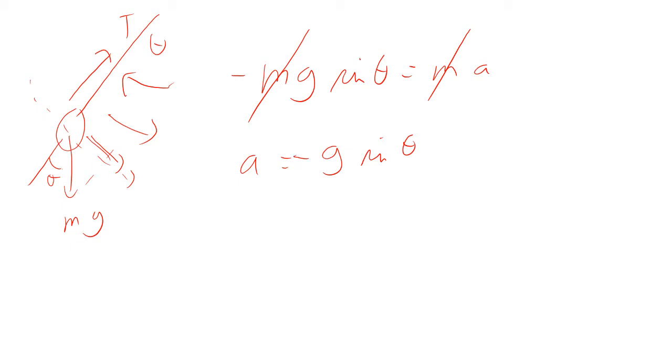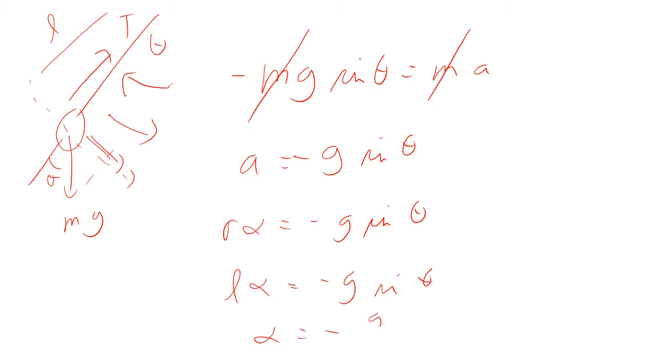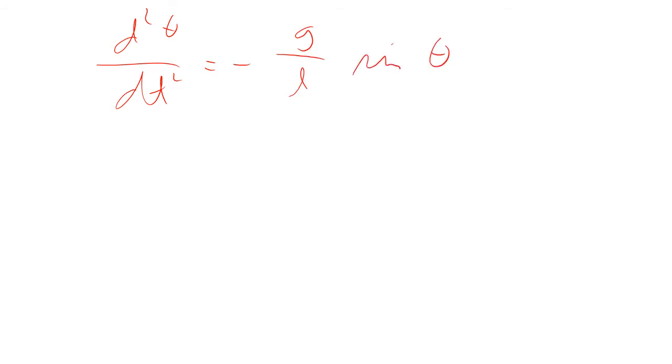Okay. Now, the problem is a, if this is going to be r times alpha, because this is going to be an angular thing. And so r, what is r? r is going to be the length of the pendulum. So we can rewrite that as L alpha equals minus g sine theta. So alpha equals minus g over L sine theta. Okay, now that's a very difficult differential equation to solve, because we've got on the left-hand side the second derivative of theta with respect to time equals minus g over L sine theta.